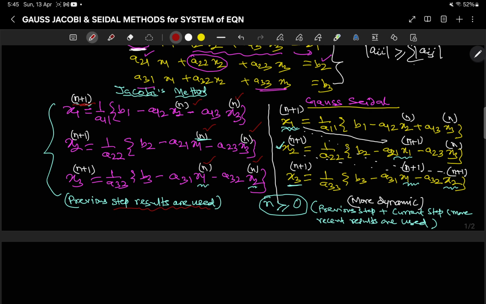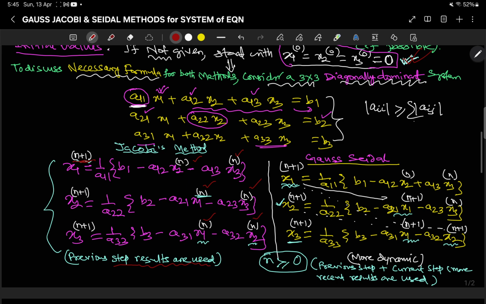But while we apply the Seidel method, we have our results of the previous step. Still we improve. While we calculate this, we have a more recent result here, right? So this more recent result is used here. While we calculate this, we have a recent result. Here x1 is a recent result, and here x2 is a recent result. So these two results are used here. Okay, so this is more dynamic. The Seidel method is more dynamic because the result of the previous step and the current improved result are also used here.